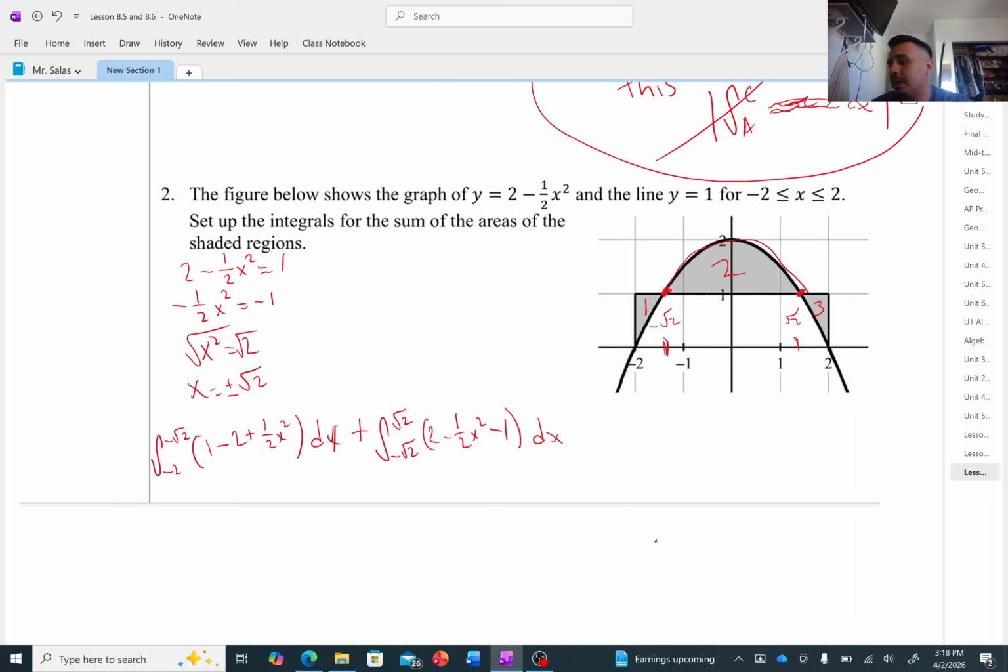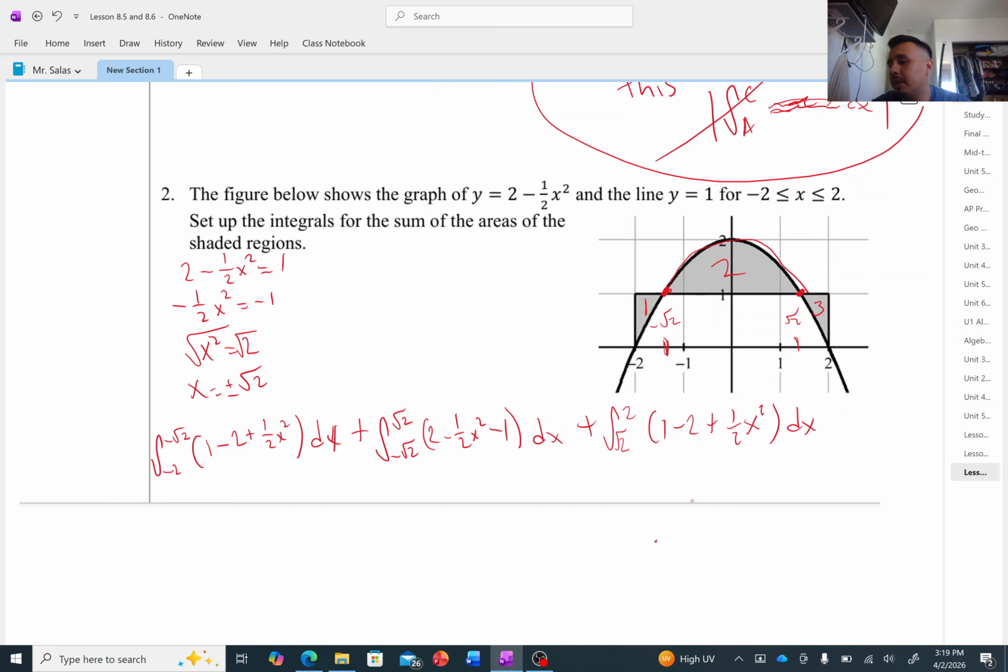Plus my third and final integral. The third and final integral is basically going to be a repeat of the first one, because it's bounded between square root of 2 and 2. Nothing really changes, just the bounds on the integral. So it's literally the same thing. It's going to be square root of 2, my apologies, square root of 2 to 2, 1 minus 2 plus 1/2 x squared dx.